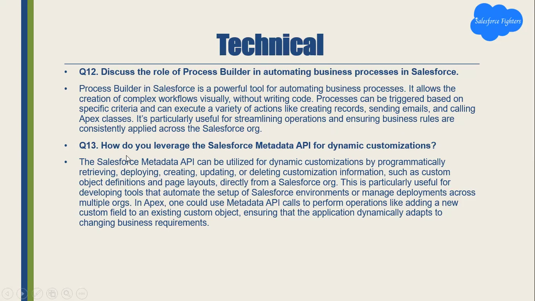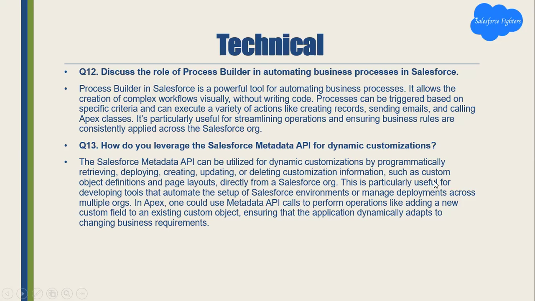Next question: how do you leverage the Salesforce Metadata API for dynamic customizations? The Salesforce Metadata API can be utilized for dynamic customization by programmatically retrieving, deploying, creating, updating, and deleting customization information, such as custom object definitions and page layouts, directly from the Salesforce org.